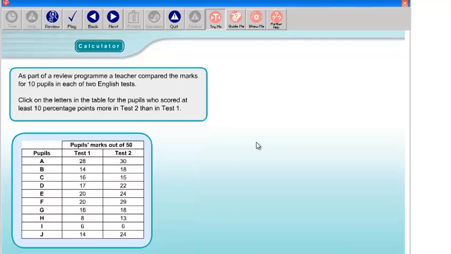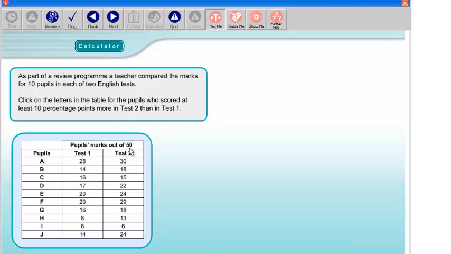Okay, question 10, a whole lot more achievable, this question. As part of a review program, the teacher compared the marks for 10 pupils in 2 English tests. All we have to do is click on the letters in the table for the pupils who scored at least 10 percentage points more in test 2 than they did in test 1.